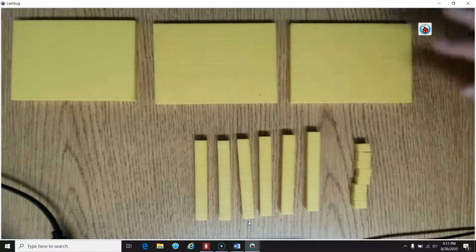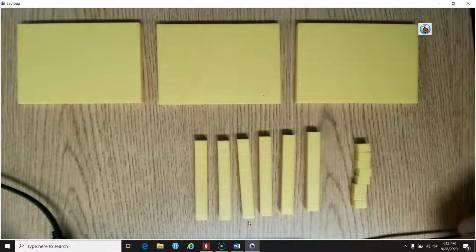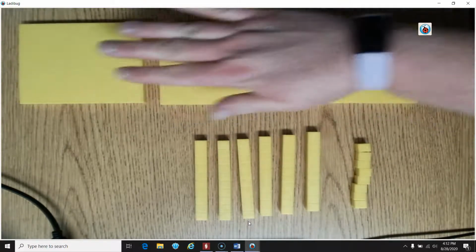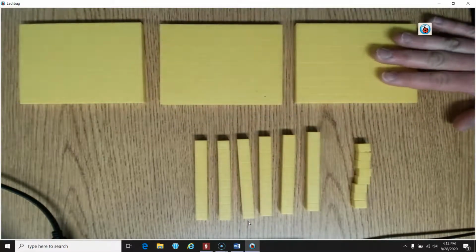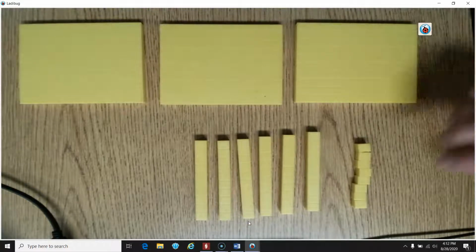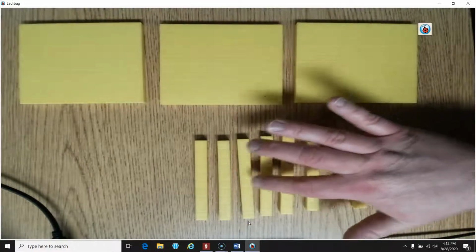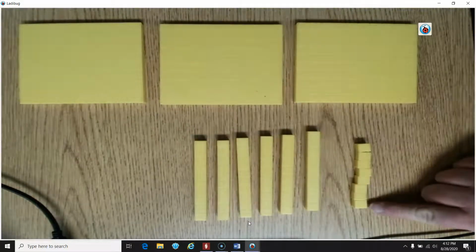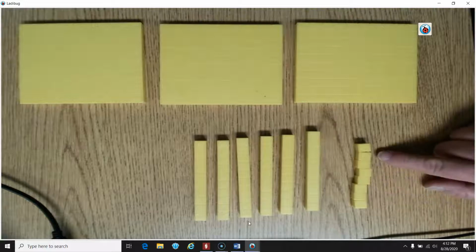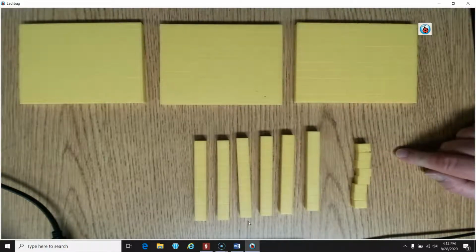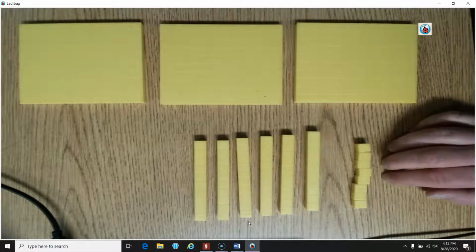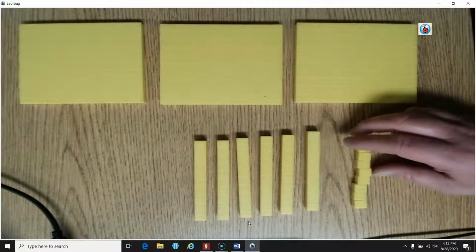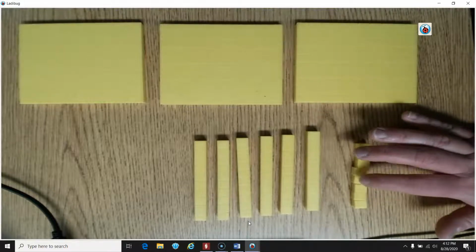Okay, so I have put out base 10 blocks to equal 368. So I have 3 flats, which are hundreds, so 100, 200, 300. I have 6 rods, which are our 10s, so 10, 20, 30, 40, 50, 60, and I have 8 ones. 1, 2, 3, 4, 5, 6, 7, 8. Now remember the question said about how many students are in 4th grade. Not exactly, but about. So I want to show you first how to round to the nearest 10.